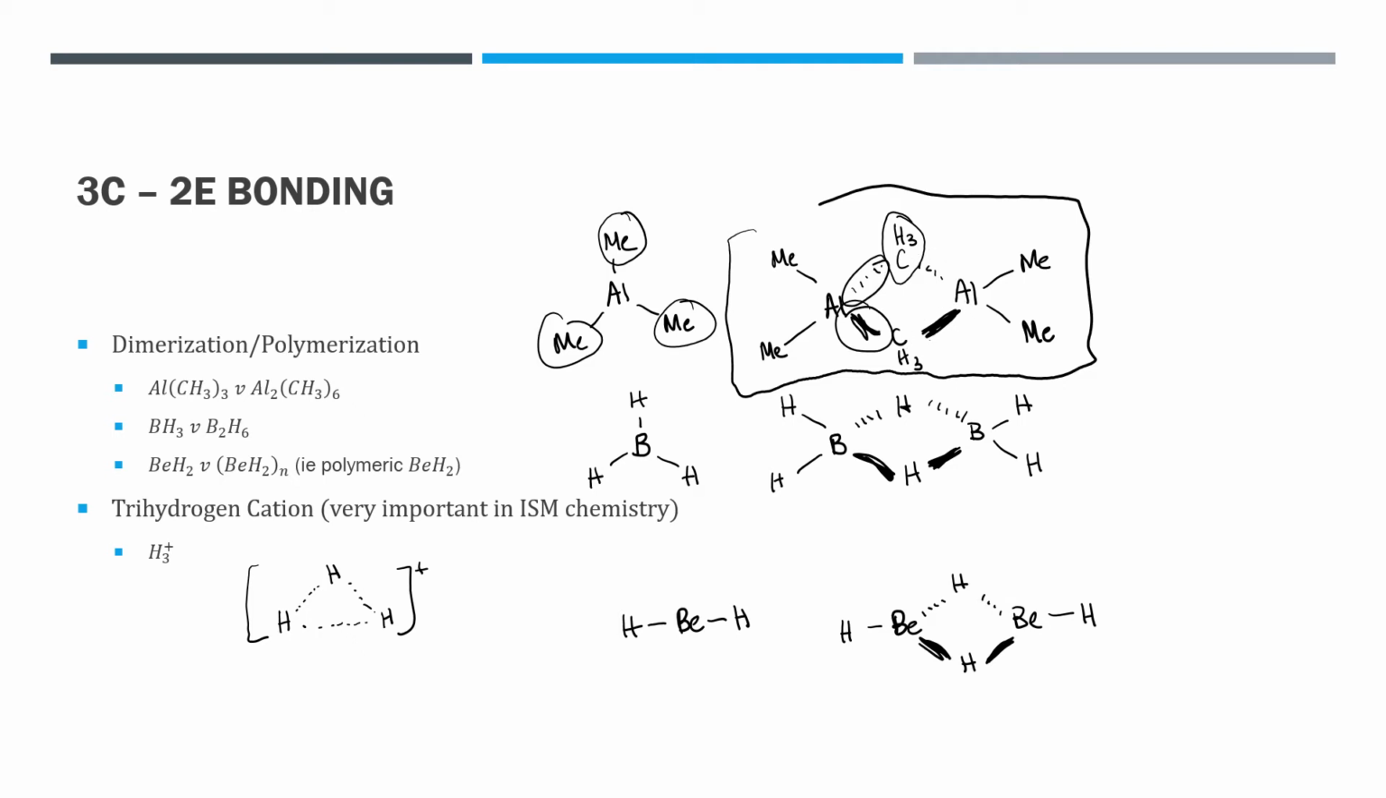I'm going to draw them with a different color actually. So these aren't normal bonds. These are 3 center 2 electron bonds. And let's explain what normal bonding is.